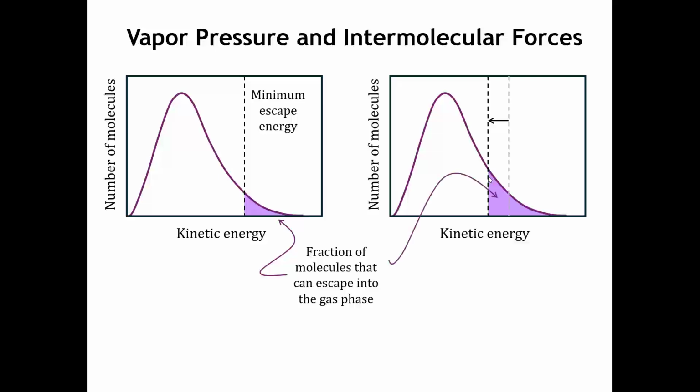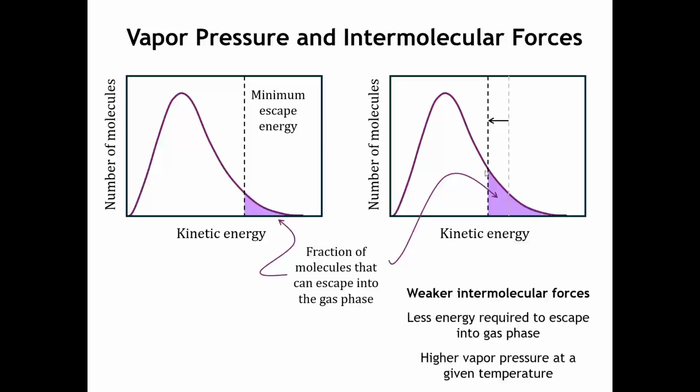And you can see now that the fraction of molecules that have enough energy to escape has gotten larger. Not because our curve has changed at all, but just because there's a lower threshold for getting away from the liquid and going into the gas phase. So from that, we can conclude that if we have weaker intermolecular forces, less energy is required to escape into the gas phase, and therefore we will have a higher vapor pressure at the same temperature.